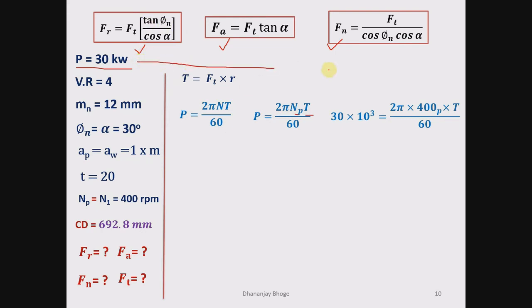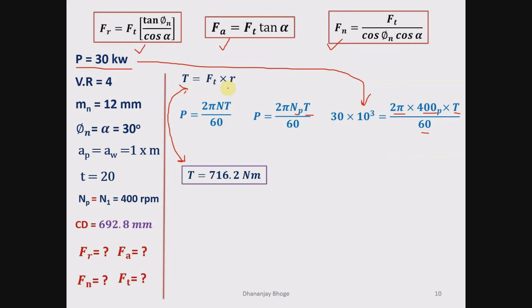Power is given in kilowatts, convert it into watts: 30 into 10 raised to 3 watts equals 2 pi, 400 rpm is the speed of pinion, into T, the torque transmitted, divided by 60. What is torque? 716.19. Very good. Siddhesh Jadhav has got the answer. 716.2 Newton meters.